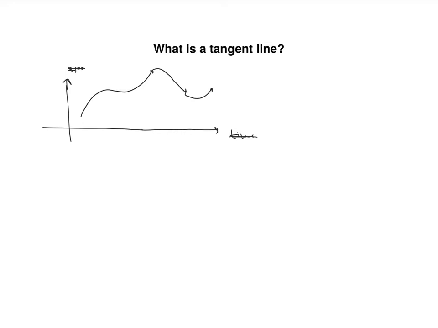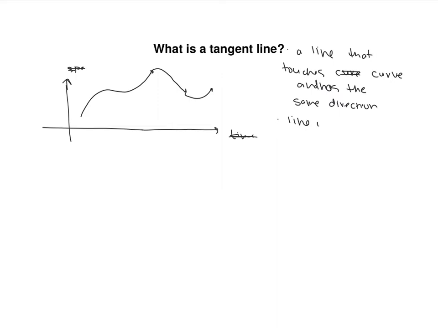So a tangent line is a line that touches the curve and has the same direction as the curve. Or it's the line you see when you zoom in super close to your point.